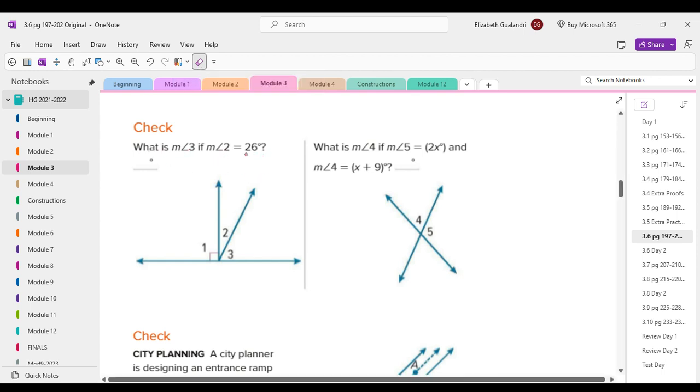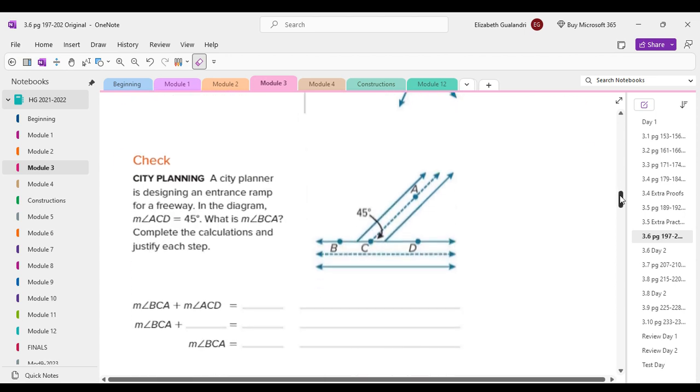Measure of angle 3 if measure of angle 2 is 26. So in this one, I would know that my 90-degree angle plus my 26-degree angle plus whatever the measure of angle 3 comes out to be is equal to 180, because all the way through there is 180 degrees, and we could solve that one. And then over here, if I'm looking at 4 and 5, those together make 180, so I would do measure of angle 5, which is 2x, plus measure of angle 4, which is x plus 9, is equal to that 180 as well, and solve through that one.